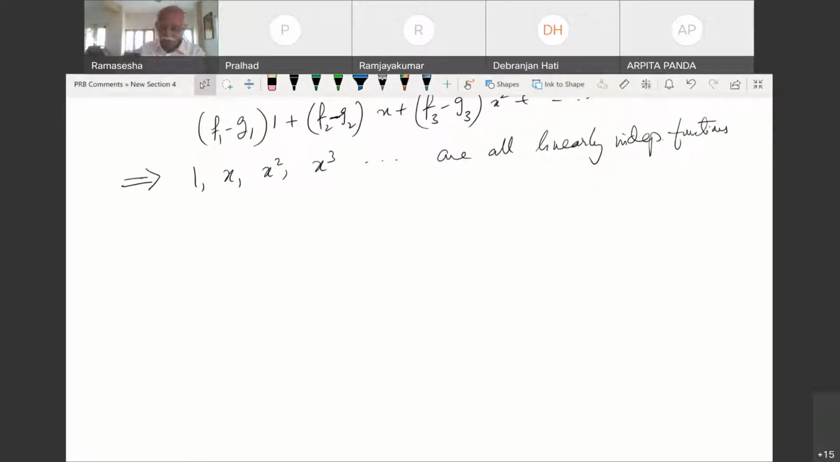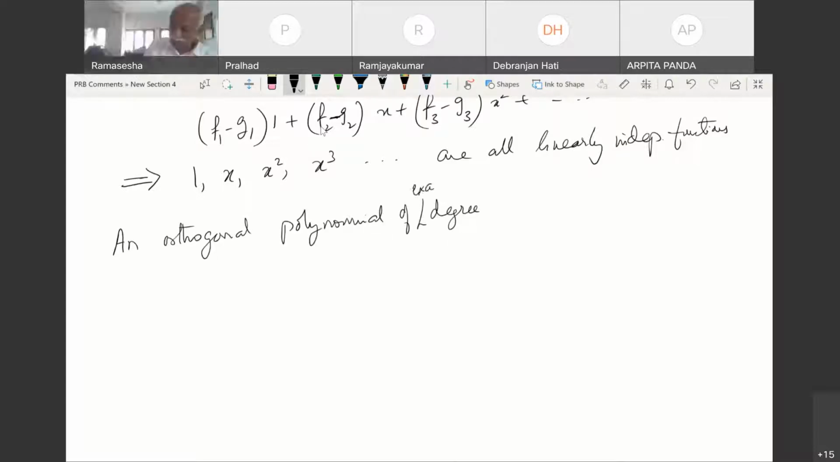Okay. Now, let me define a polynomial of exact degree n as p_n of x equal to the sum over nu equal to 0 to n of alpha nu x to the power nu.